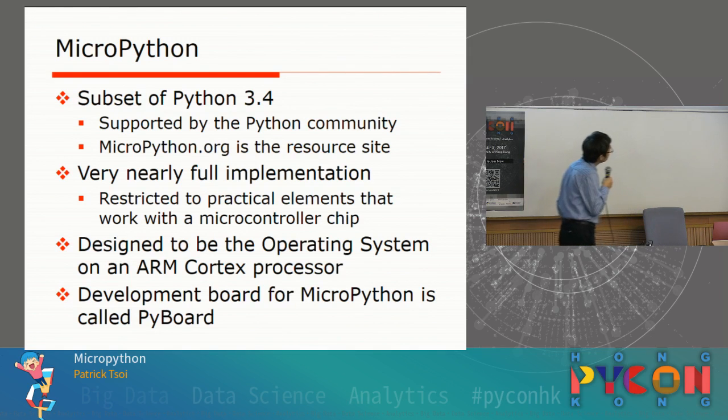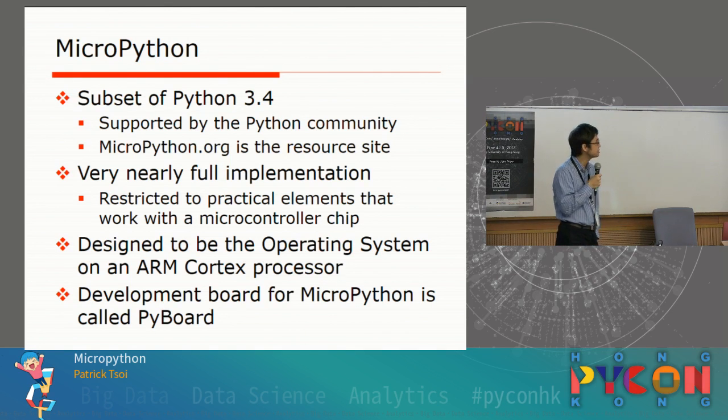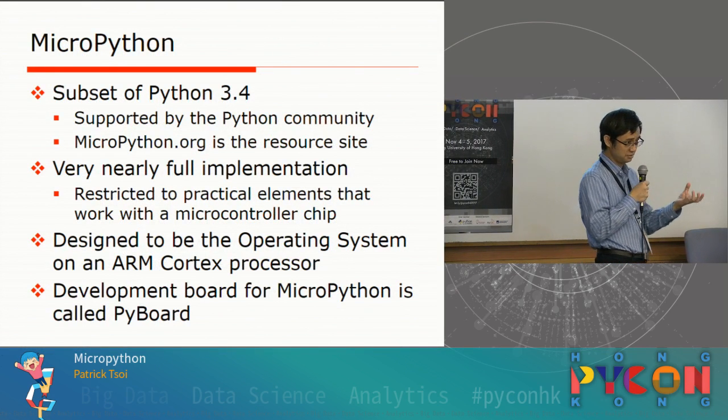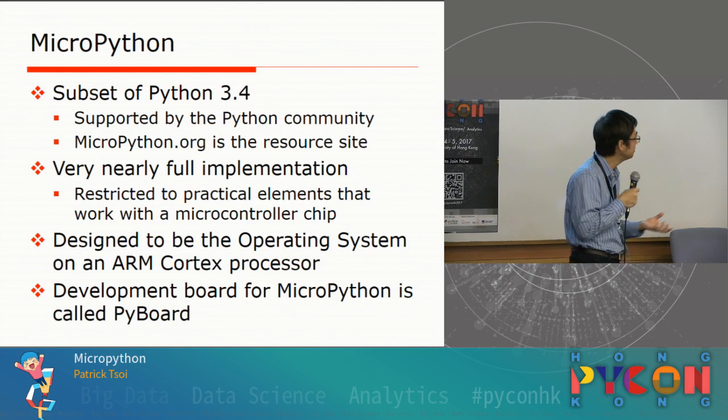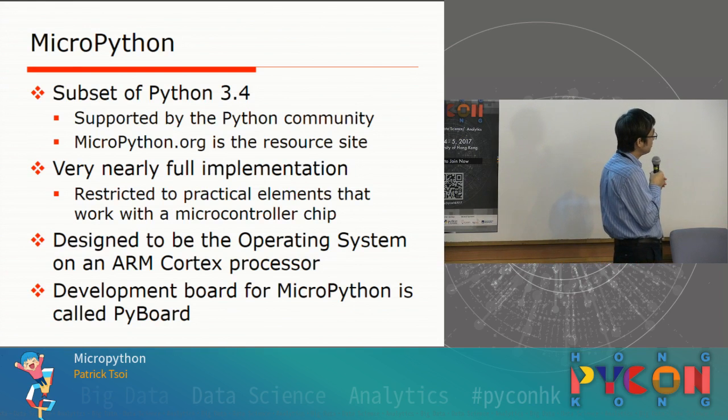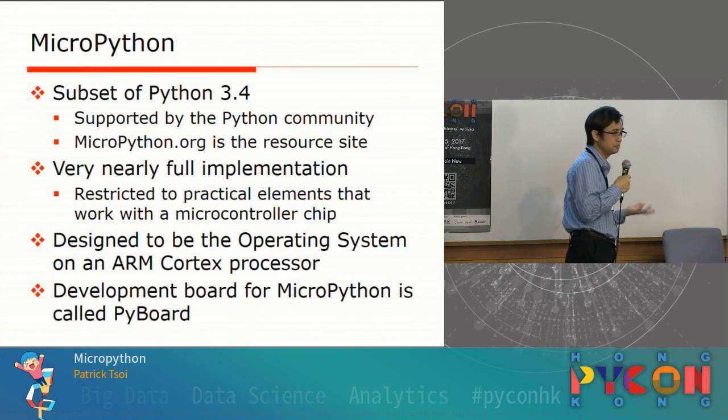We chose Python 3.4, which is quite a popular version in the Python community, and Python.org is the main source site, so all the source code is obtained from there. It's very useful for implementation. You can simply download it and port it to your microcontroller. Now we have decided to support the ARM CPU. Later on we can support more CPUs as well.